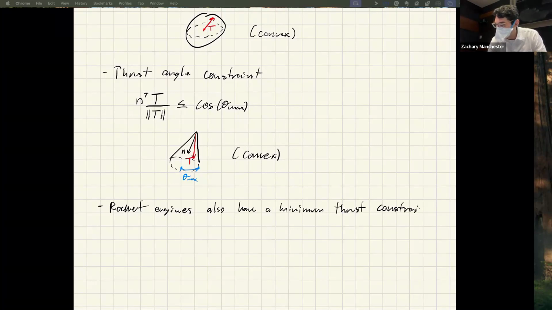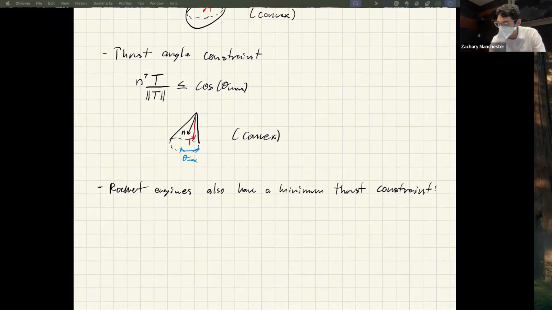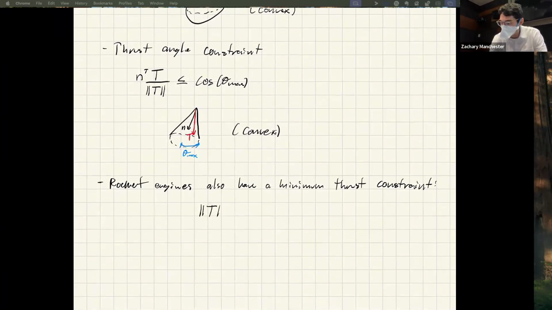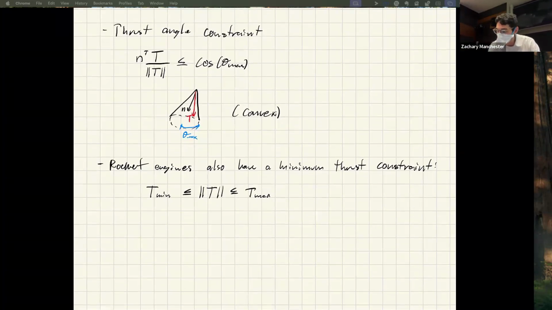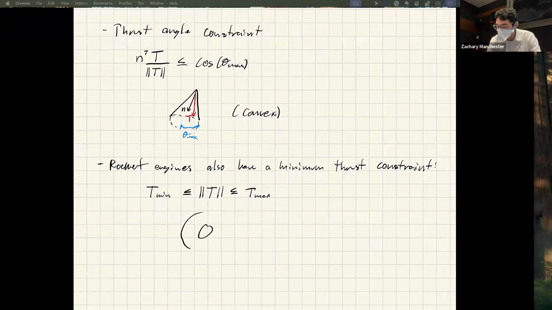If we write that down, the norm of my thrust vector has to be less than or equal to T max, which we already have. It also has to be greater than or equal to some T min. If I were to plot that, I'm just going to draw this in 2D. It looks like a donut in 2D. And in 3D, obviously this is like a sphere with a cutout in the middle, a spherical shell with a hole in the middle.